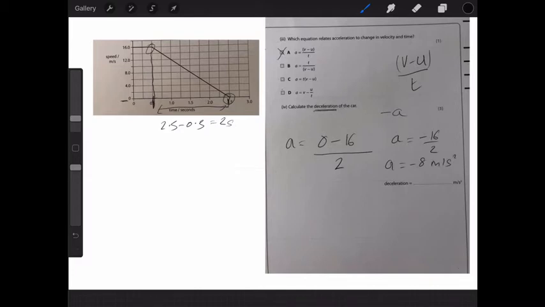But it's a deceleration, so we don't have to put that minus because that's what it's telling us. The minus is telling us it's decelerating. The deceleration has a value of 8 metres per second squared.